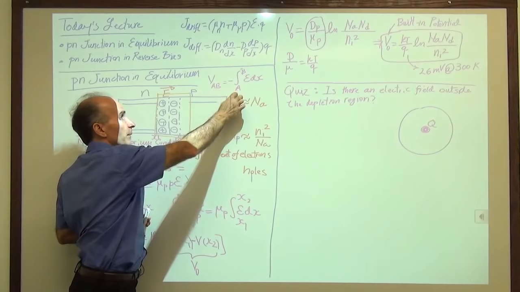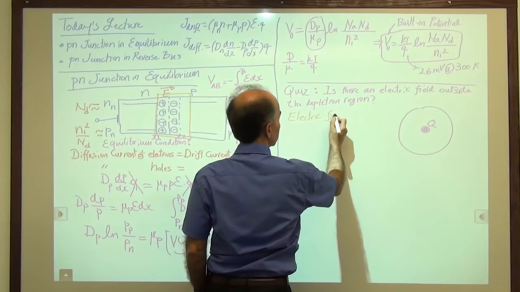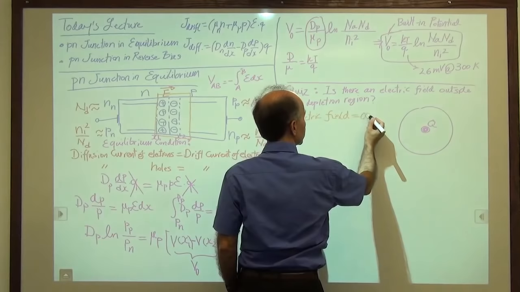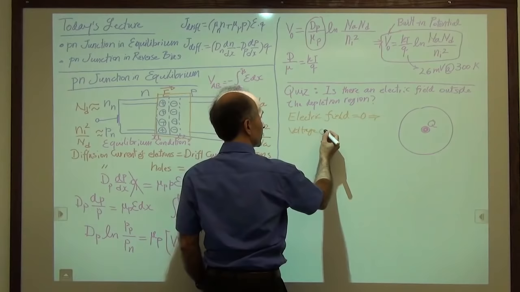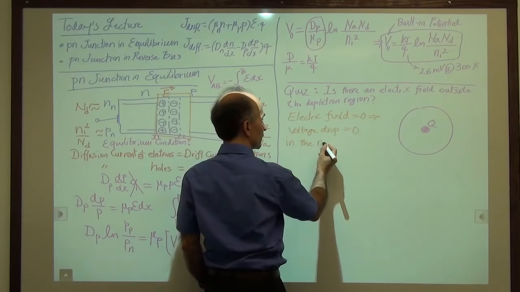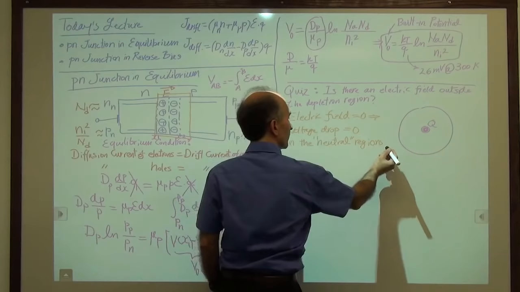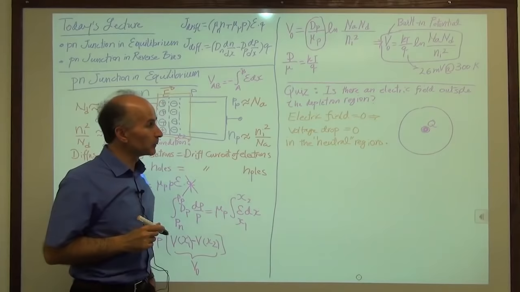So these are good things to remember. So we say electric field is zero, which means voltage drop is also zero in the what we call neutral regions. These are neutral regions because they don't have any net charge in them. They have charge neutrality. Okay, very good.